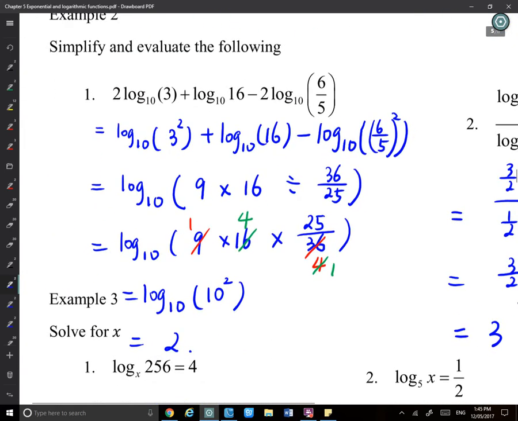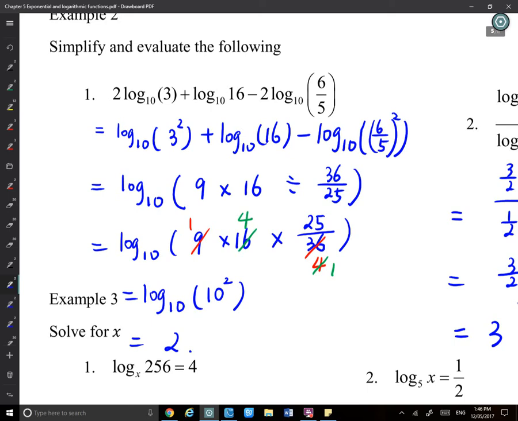Okay, example 2. I'll first put the 2 back onto the power. Plus is multiply and minus is division. So I will have 100 in the bracket. After the calculation, 9 times 16 divided by 36 over 25, we'll have 100.